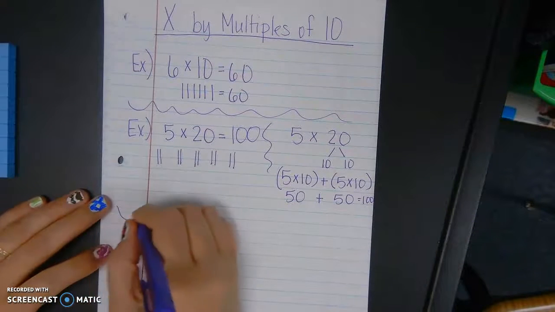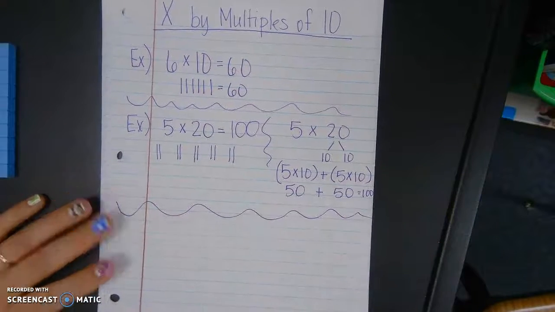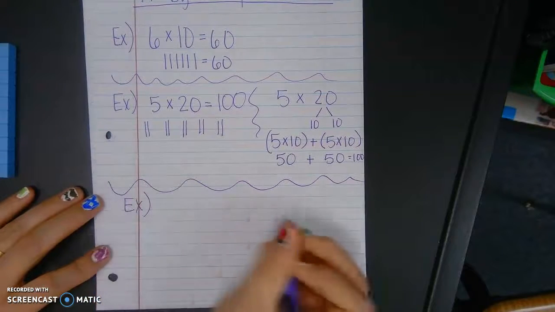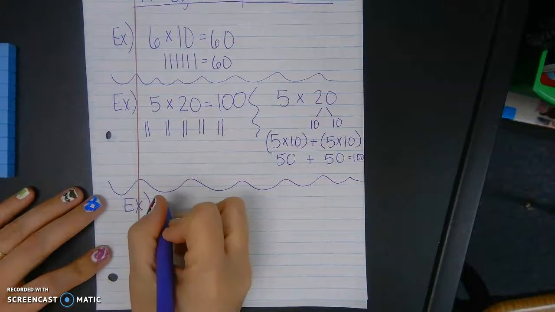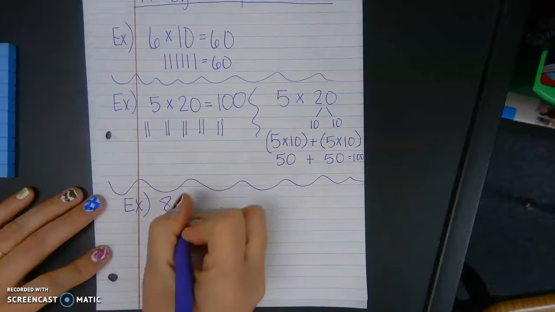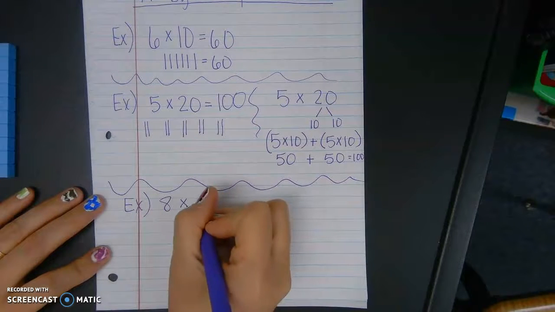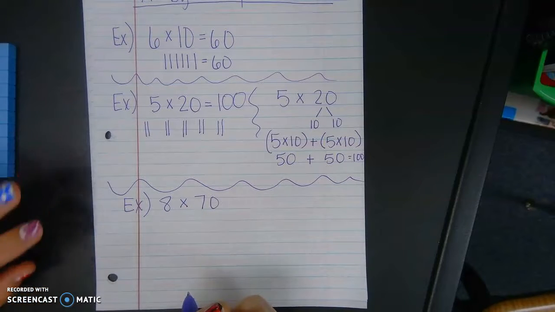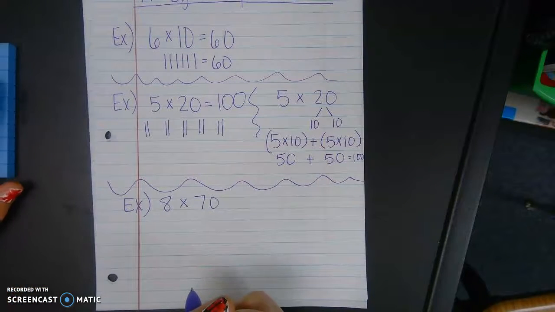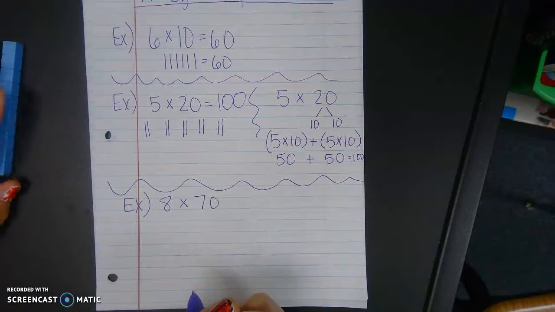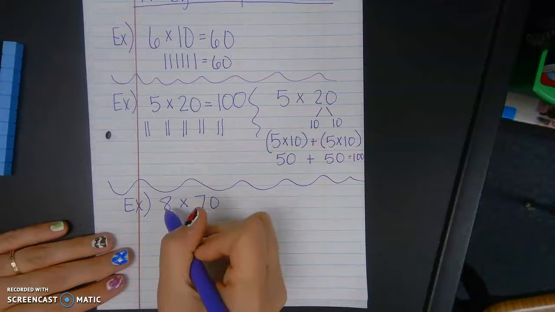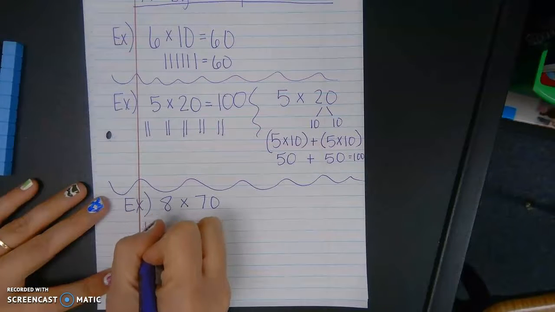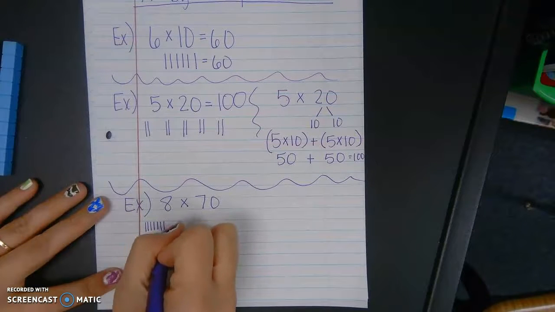All right, let's do one more. Let's do a really hard one, and then I'll show you the trick. Let's do 8 times 70. And I'm not going to make that with base 10 blocks because it would take up way too much space if I actually made them with real base 10 blocks. But I can still draw 8 groups of 70 if I wanted to. So that would be 10, 20, 30, 40, 50, 60, 70.